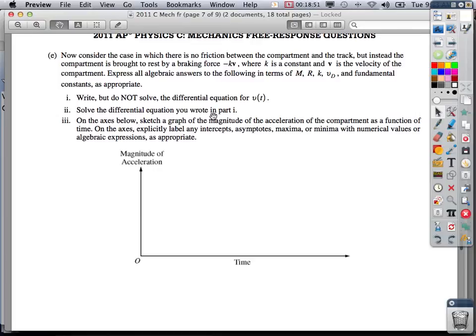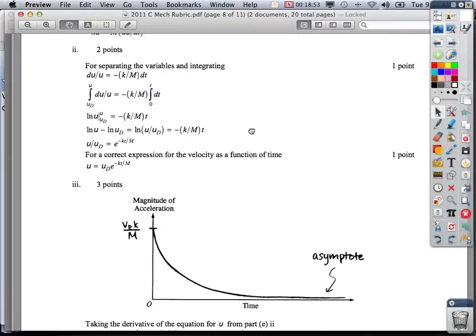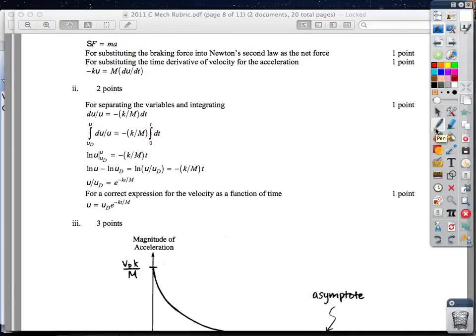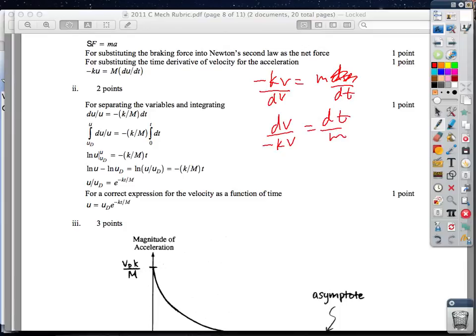Okay, then solve the differential equation that you wrote. So to solve that differential equation, what they did was you need the dv on top. So I would have moved them and then flipped it, but they flipped it first. You get what I'm saying? So they have negative kv equals m dv dt, and then they moved everything so that obviously the dv's have to be on top. I just did it kind of like this, right? Keep this and then flip this. So you get dv over negative kv is equal to dt over m. And then that's what they got here.